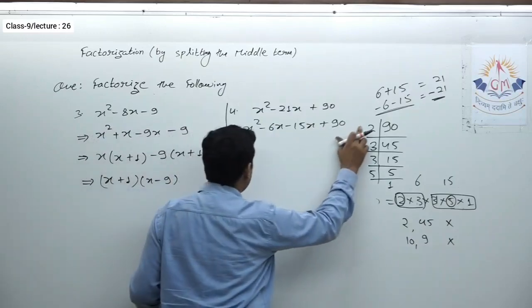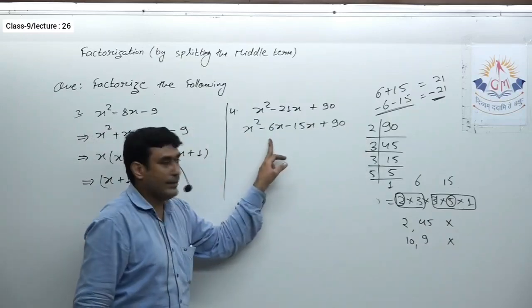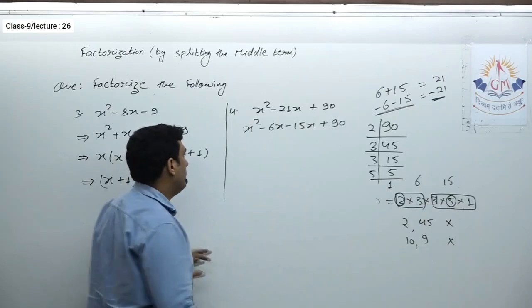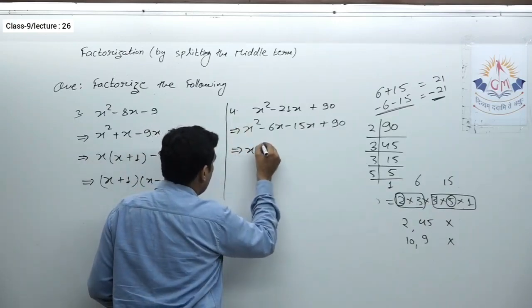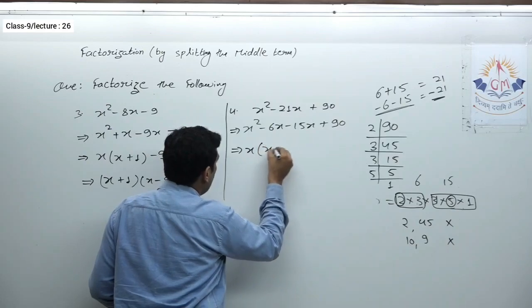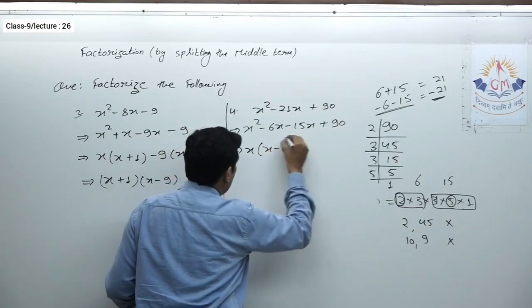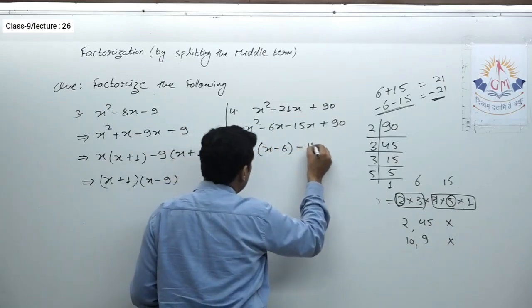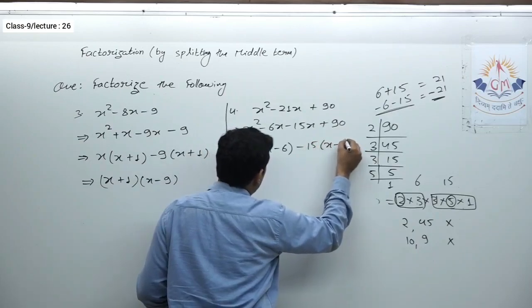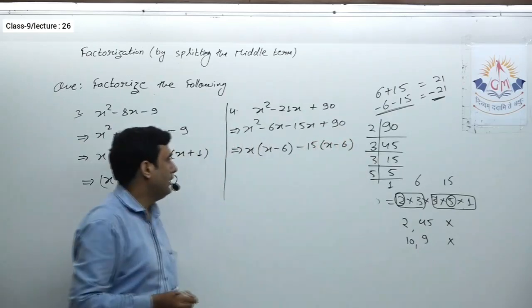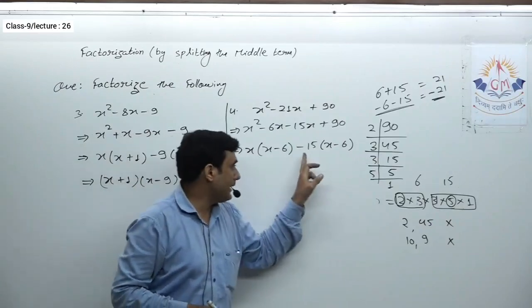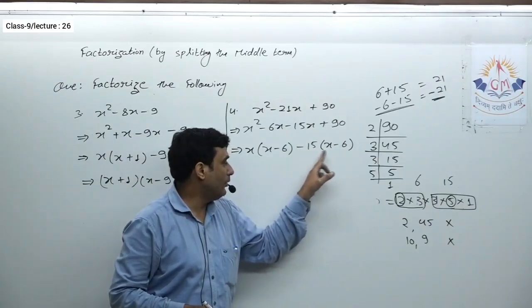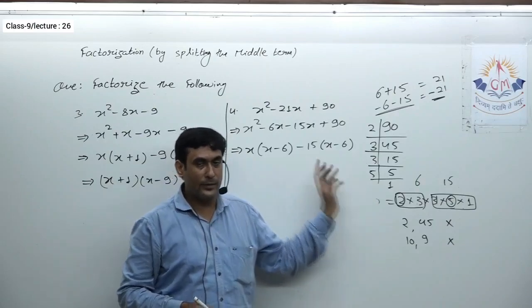Now the next thing is to take common. What we can take common from the first two, obviously it is x, isn't it? If I take x common, here I do get x minus 6. From these two, what can I take common? 15. Again x minus 6. Isn't it? Minus 15x plus 90. You can recheck as well. If you take minus 15 common, here I am writing x minus 6.